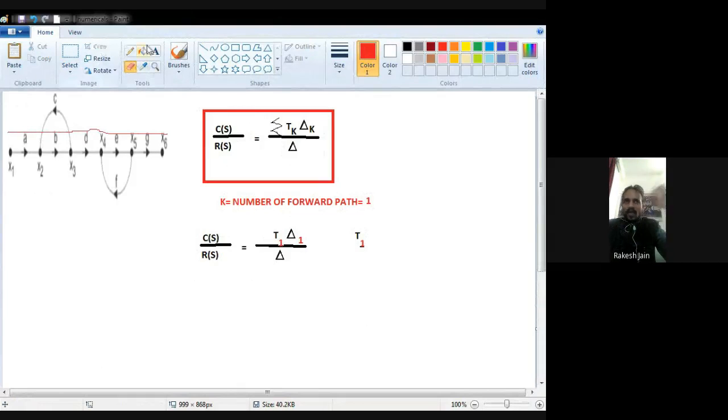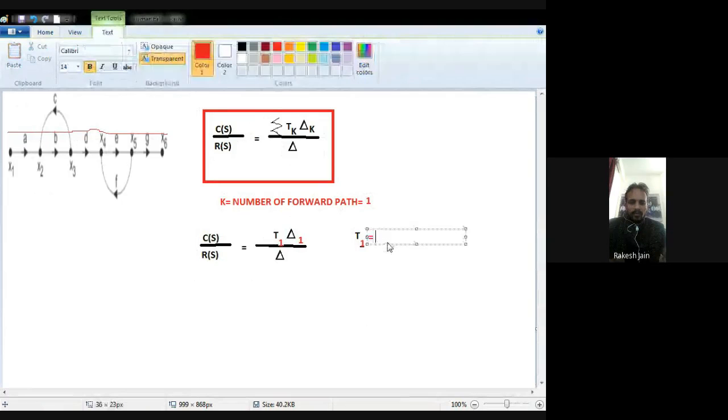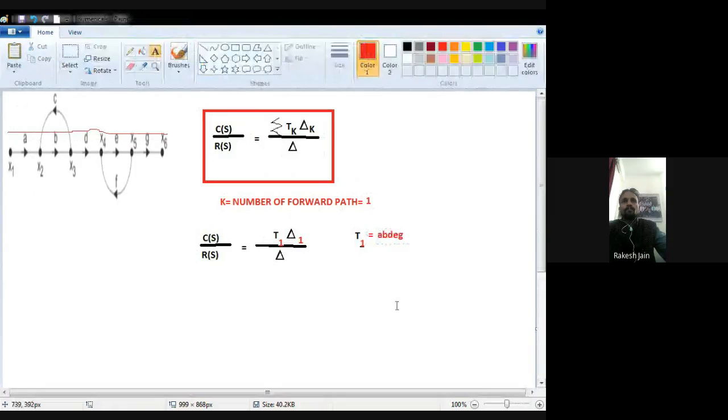For example, here only one forward path, which I denoted a few minutes ago by a red color pencil in that diagram. Now see that forward path. First A, then B, then D, then E, and then G. So A, B, D, E, G is the first forward path gain. So I write down the value of T1, that is A, B, D, E, G. This one will be my first forward path gain.